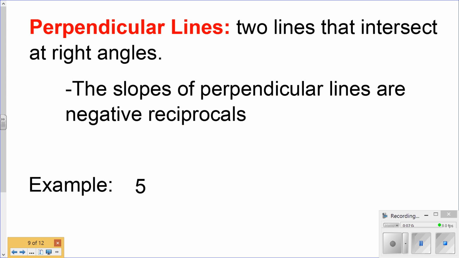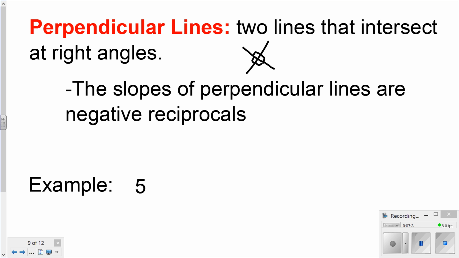All right, that's parallel lines. Let's look at perpendicular lines. So if we have two lines that are perpendicular, they intersect at right angles. So essentially they look like this, and they form right angles.